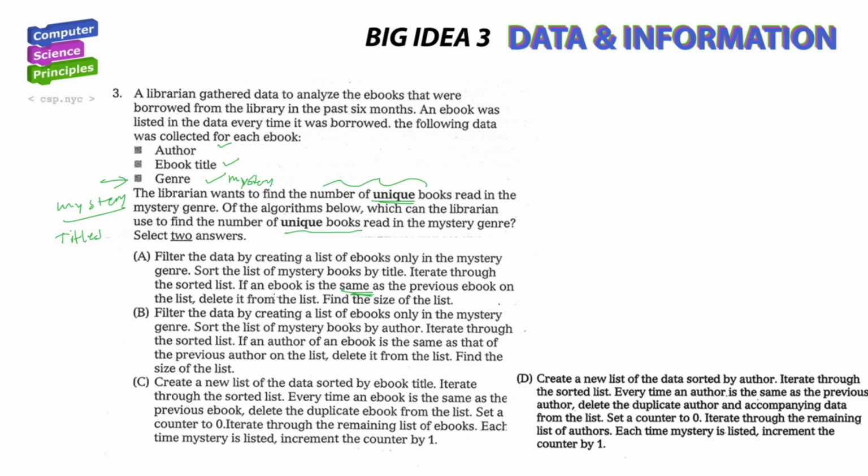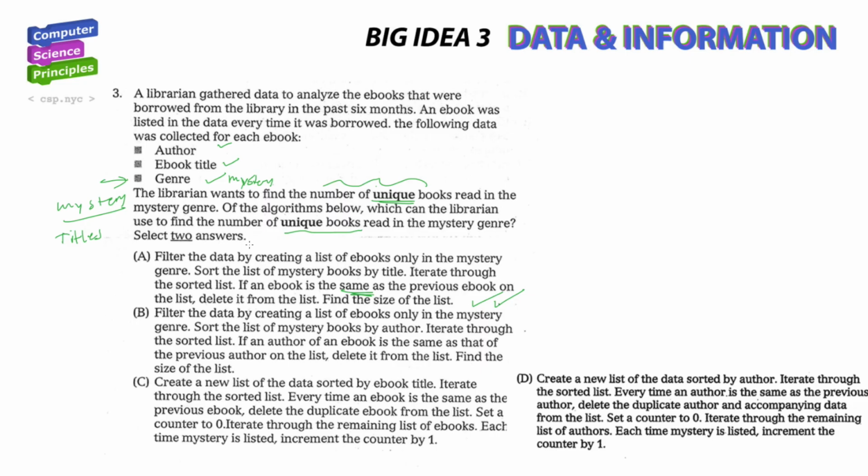So if it's the same as the previous, so the very first of the same book that keeps reappearing, the very first one is not going to be deleted. So that would leave you with a list of books that are all the same in the mystery genre. Especially if you then just find the size of that list, then that's giving you the number of unique books. So this is looking pretty good.